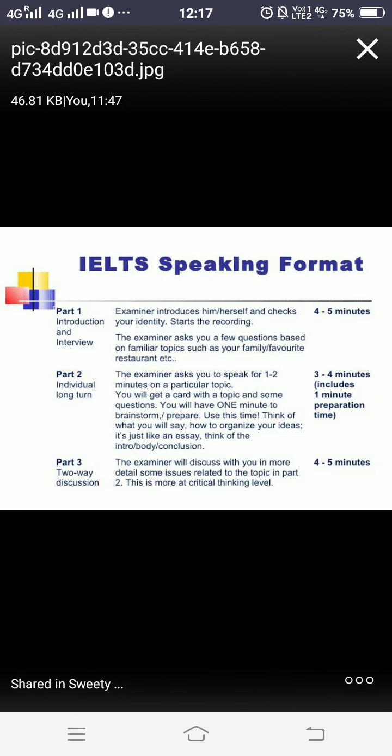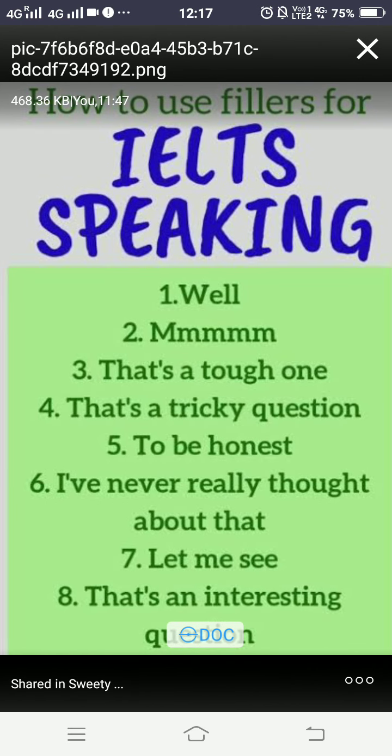Wait a minute, let me share my screen with you. In part 3, you should try to give your answers in a good way. Suppose the question is, do you think elderly people are more active these days as compared to young people? Then, just to bring a change to your speaking, you can say, to be honest, I don't know about it at all. I never noticed because I don't have any elderly person in my family.